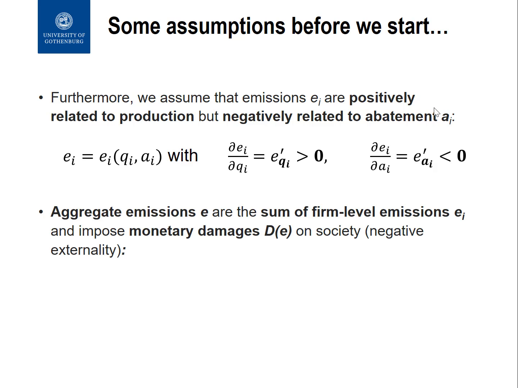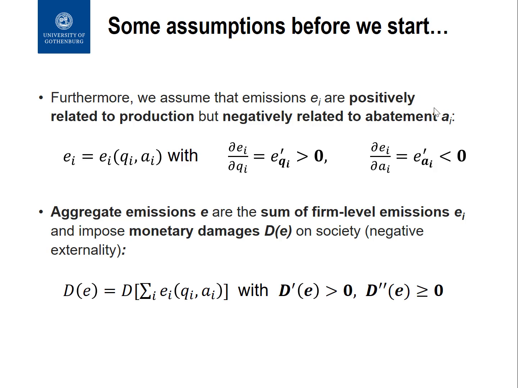Also, aggregate emissions E are the sum of firm level emissions, E_i, and impose monetary damages, D(E), on society, which is considered as a negative externality. And this damage function can be either linear or convex as well.